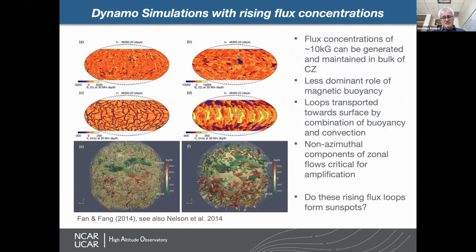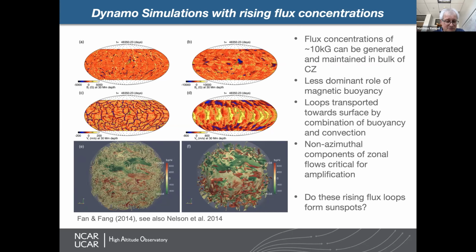The last part I would like to talk about is flux emergence simulations which are coupled to global dynamo simulations. We did this experiment with one of Yuhong Fan's dynamo models, which did show the formation of buoyant magnetic structures which rise towards the surface. It's some combination of buoyancy and convection. It's not purely buoyant. And these structures are created in the simulation by non-azimuthal components of the zonal flows.